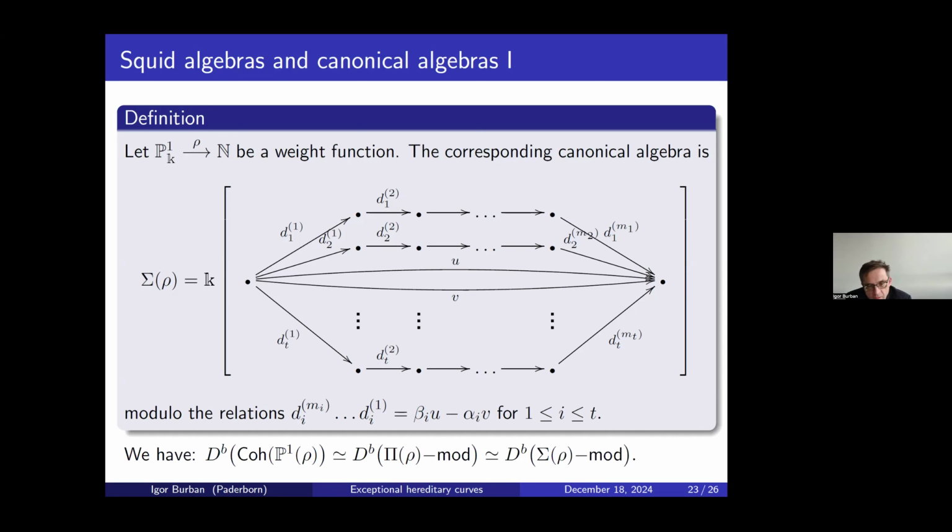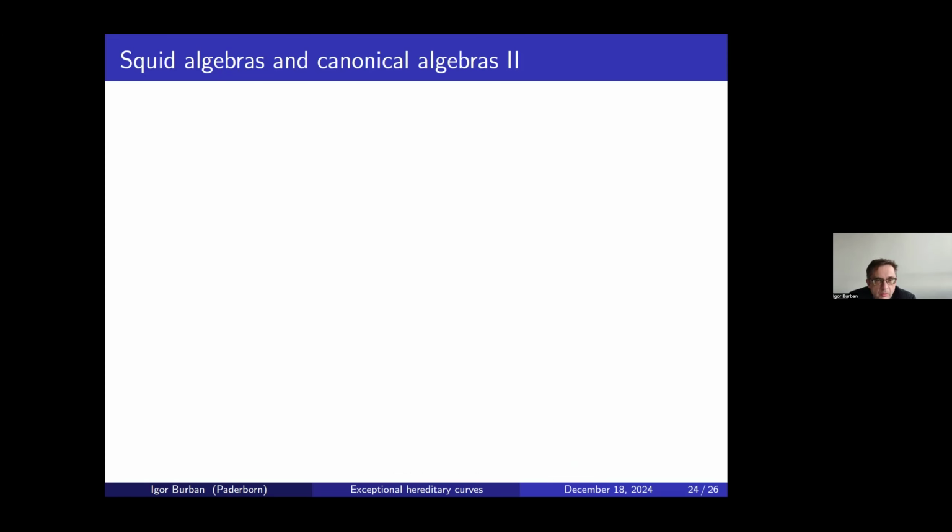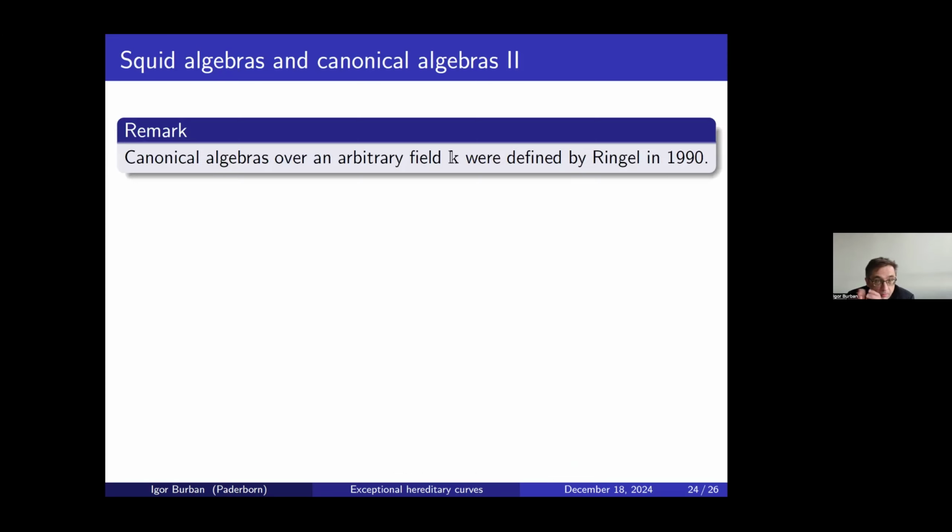And the derived category of a non-commutative curve, the derived category of modules of a squid, and the derived category of the canonical algebra are all isomorphic, all equivalent. And the same thing is true over arbitrary fields. So it was a question how to define canonical algebras over an arbitrary field.